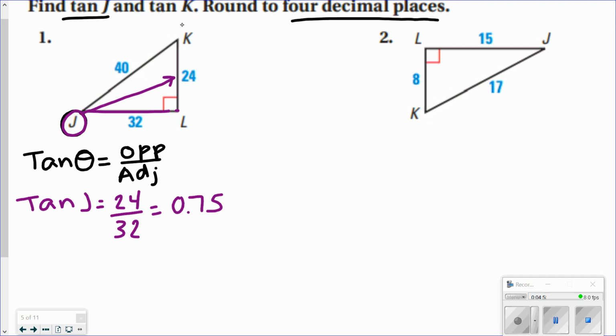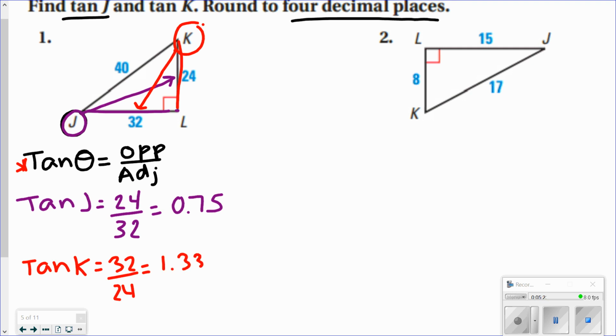Next, let's look at the tangent of K. So tangent of K is equal to, we know tangent is equal to opposite over adjacent. So in this case, the opposite side of K would be 32. And the adjacent side to K would be 24. So if I would write that as a decimal, I would get approximately 1.333. It did say 4 decimal places, so I'll do one more 3 and we're done.